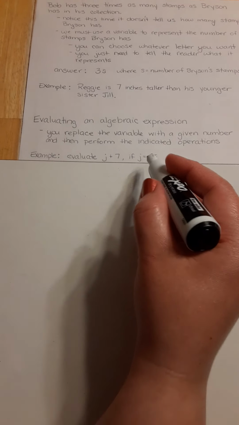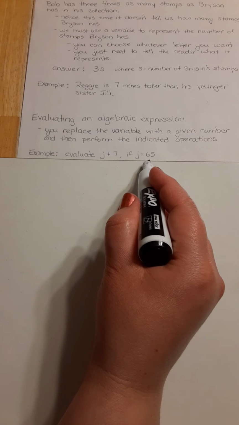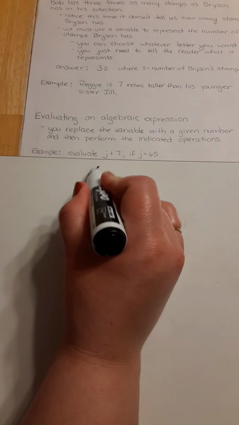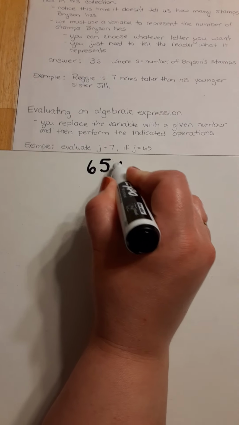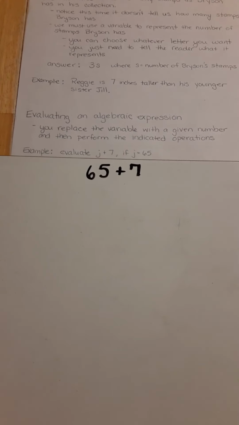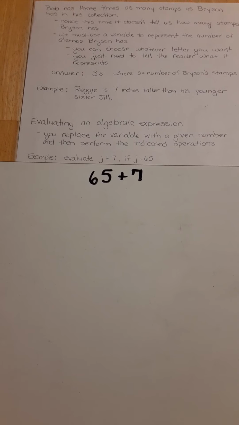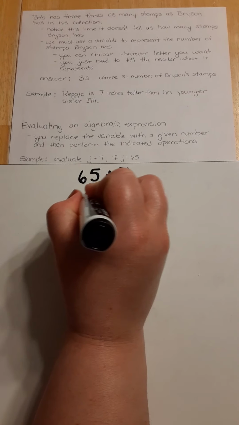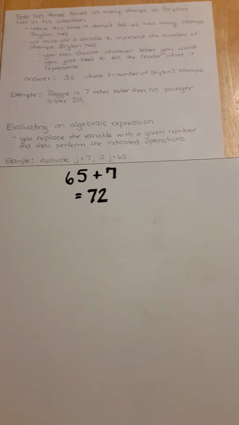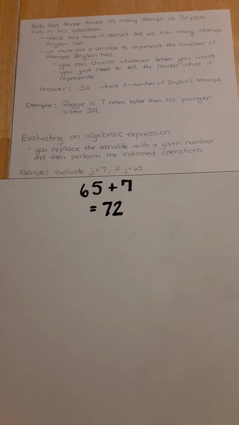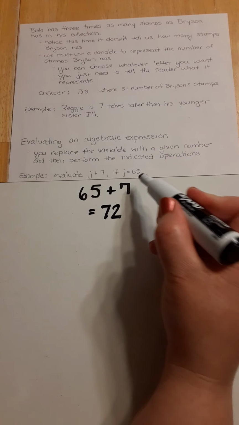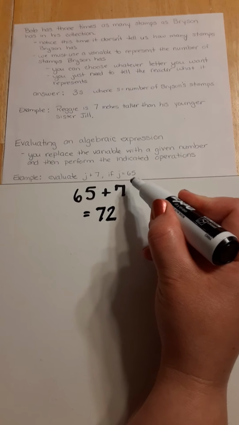So to do this, all I'm going to do is substitute. Instead of J, I'm now going to put 65. So 65 plus 7, I can go ahead and finish my math and realize that equals 72. Okay, I'm only allowed to do that because I was told what my variable J represents.